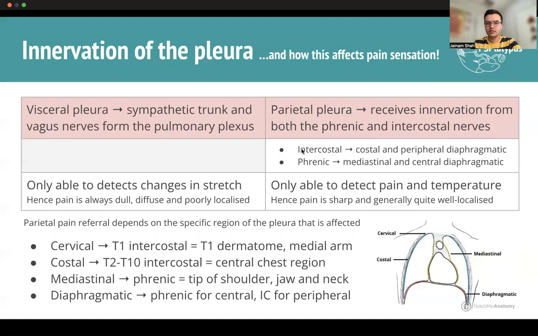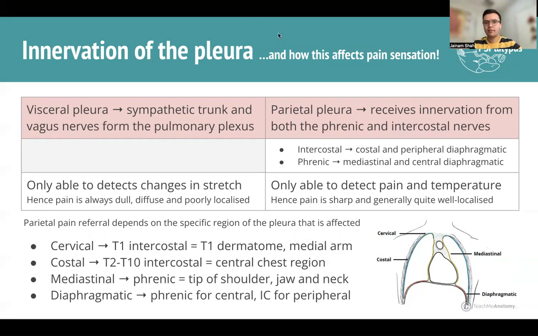So the intercostals, as the name says, it's really, really easy to remember which one goes to which. Because we've got intercostal, that's in the rib region. So it's going to be around the outside. That's going to be the costal surfaces of the lungs, as well as the peripheral diaphragmatic.